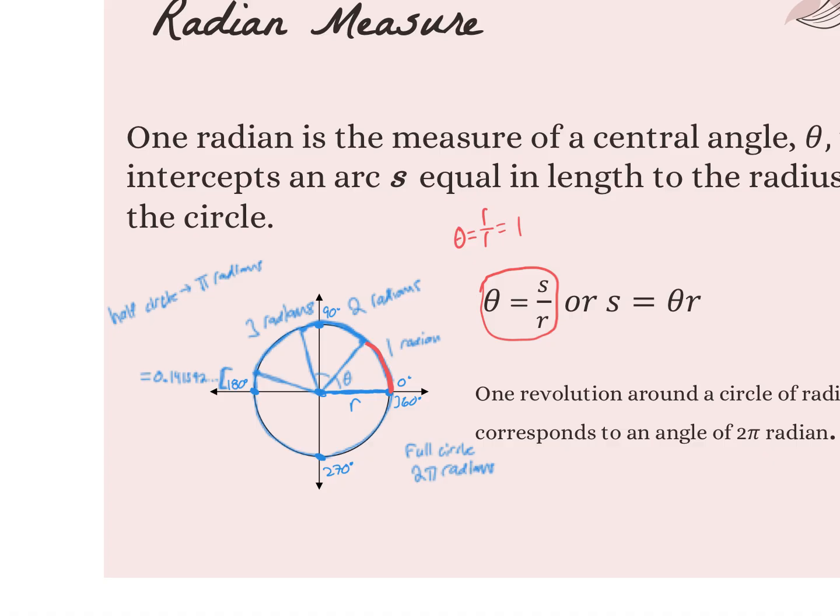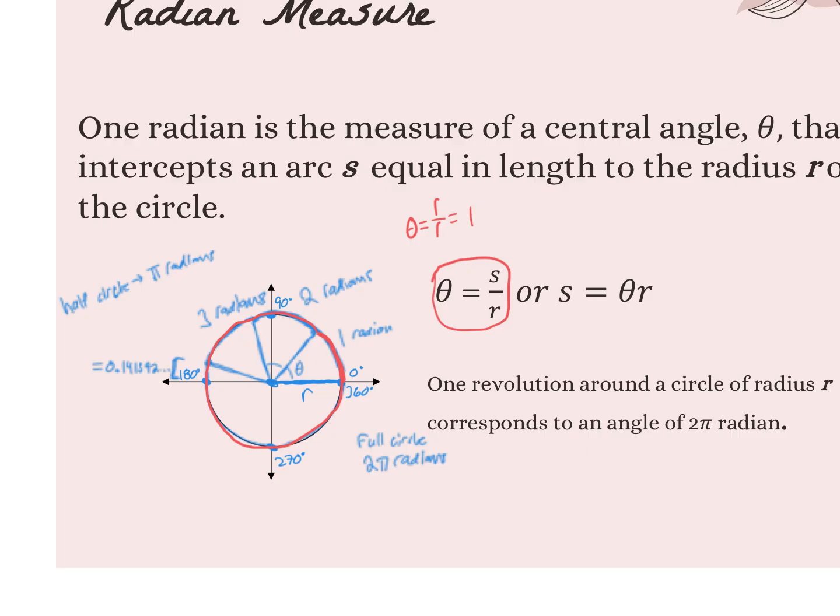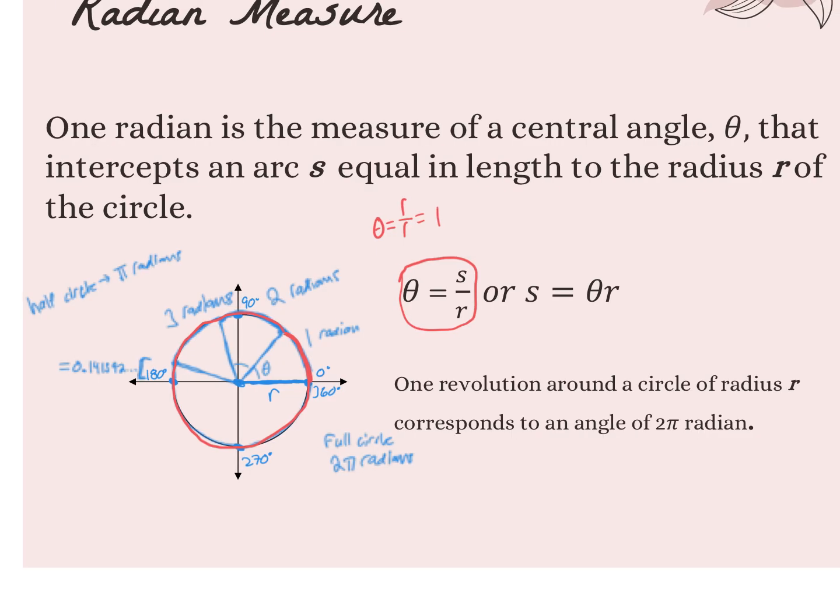All right, let's just say that the intercepted arc is the entire circle. So this entire circle right here, let's say that this is the intercepted arc. Well, I know that a full circle has 360 degrees, but I also know that that red circle that I just drew covers the entire circumference of the circle. And how do we describe a circumference? Well, we know that that is 2 pi r. So if I have 2 pi r as the intercepted arc over r, then the r's cancel out, and I get that a full rotation is 2 pi radians.